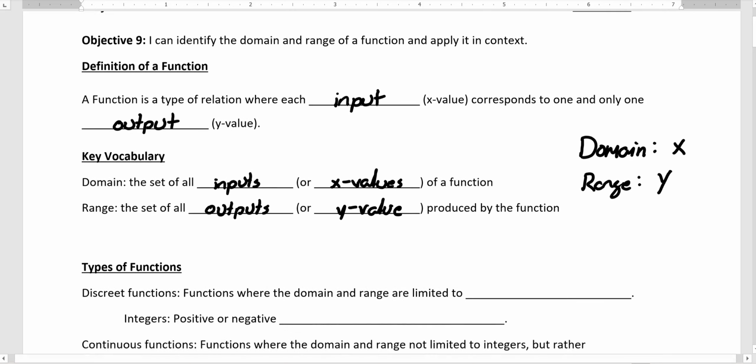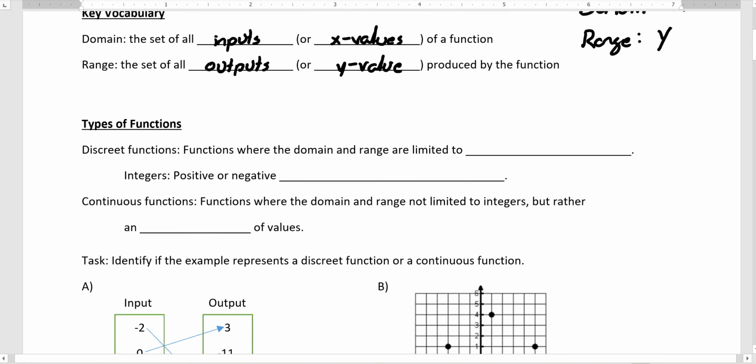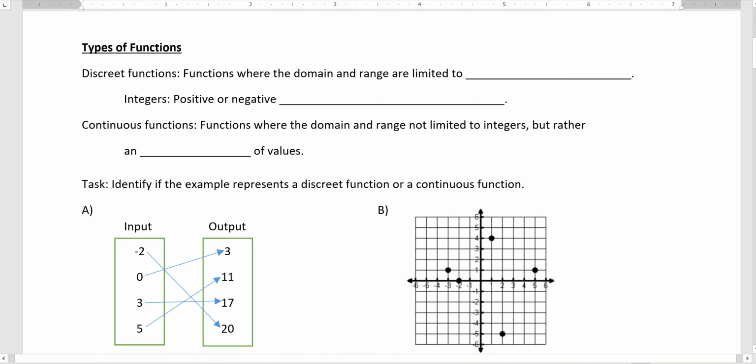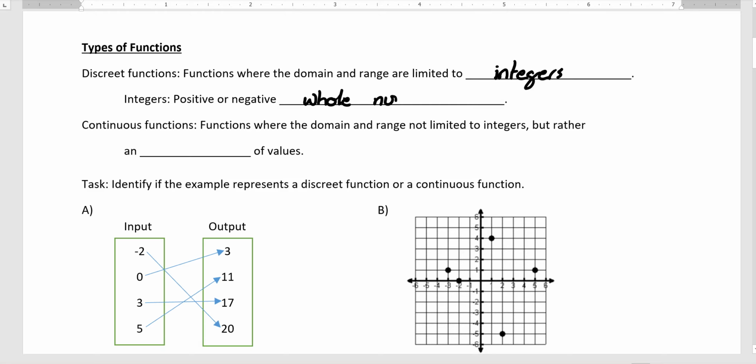So we're going to start by discussing a couple different types of functions. First, discrete functions. Discrete functions are functions where the domain and range are limited to integers. Now that's another vocab word from way back in Objective 2. Remember, integers are positive or negative whole numbers.